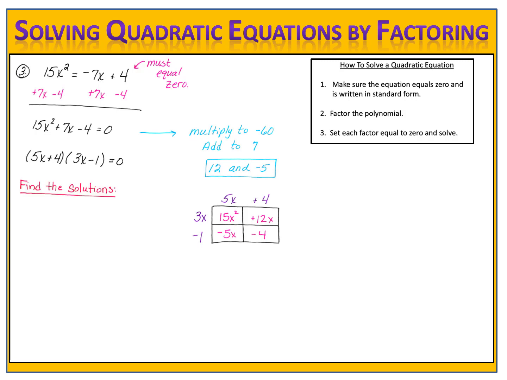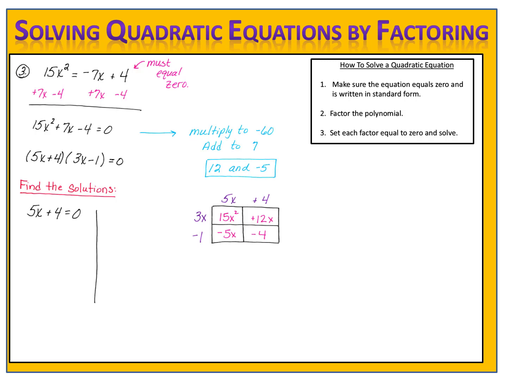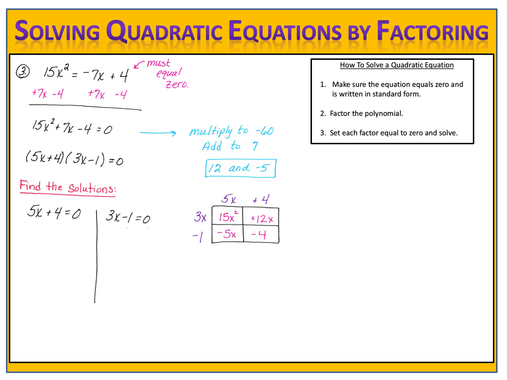To find the solutions or roots of the equation, I take each of those factors and set them equal to 0. So I have 5x plus 4 equals 0, and 3x minus 1 equals 0. Now we solve. In the first equation, we subtract 4 from each side using the subtraction property of equality, and then divide each side by 5 using the division property of equality. X equals negative 4/5 is the first solution.